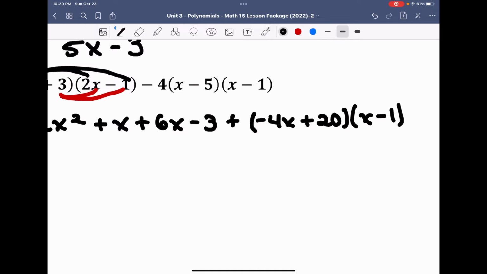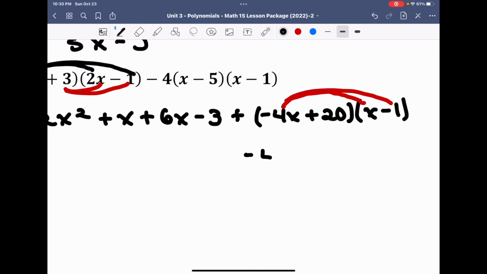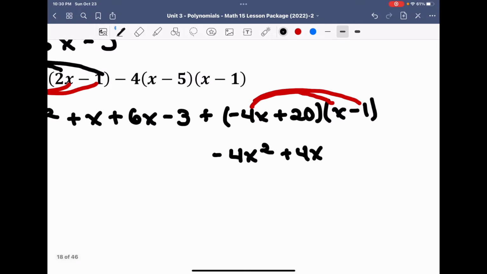Now I can do my expansion here. So I'm going to take my negative 4x and multiply it to both the next two terms. Actually, I need to backpedal this up here. This is going to be negative 4x times x is negative 4x squared. Negative 4x times a negative 1 is positive 4x. 20 times x is equal to 20x. And then finally, 20 times the negative 1 will give me negative 20.